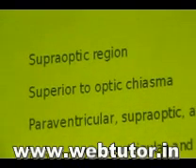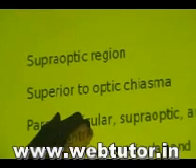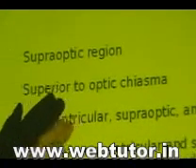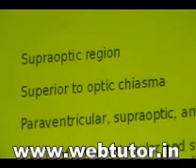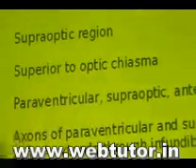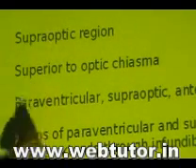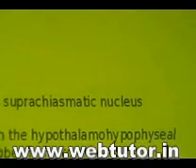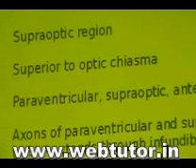The third part of your hypothalamus is your supraoptic region. It is superior to the optic chiasma. The optic chiasma is the place where your optic nerves cross over. We'll do this in detail when we are talking about the eye. Your supraoptic region is made up of the paraventricular, supraoptic, anterior hypothalamic and suprachiasmatic nuclei. These are different nuclei present inside the hypothalamus.